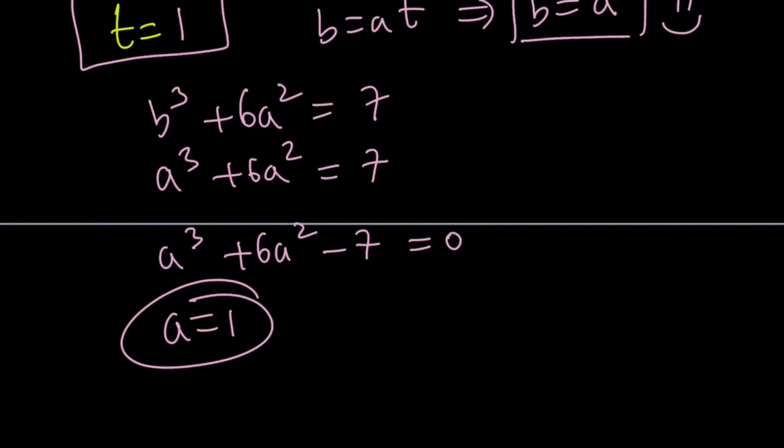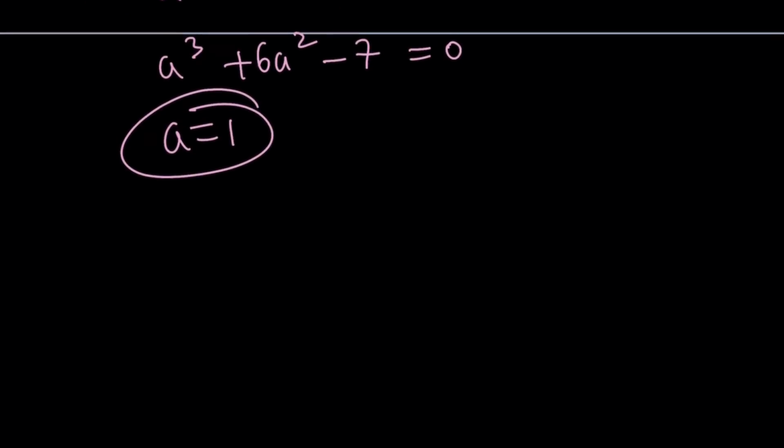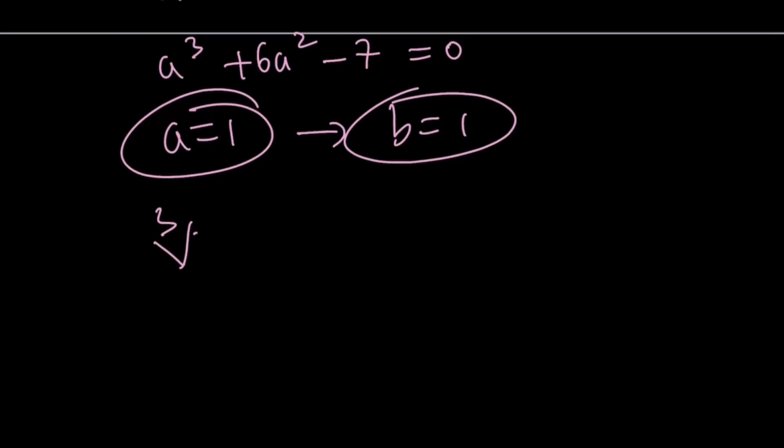And I believe the others are going to be complex. Anyways, a equals 1. If they're not, please let me know. They should be. If a is equal to 1 and b and a are equal, so b is also 1. But remember, at the beginning, we assume that our expression is equal to something like a root 2 plus b.